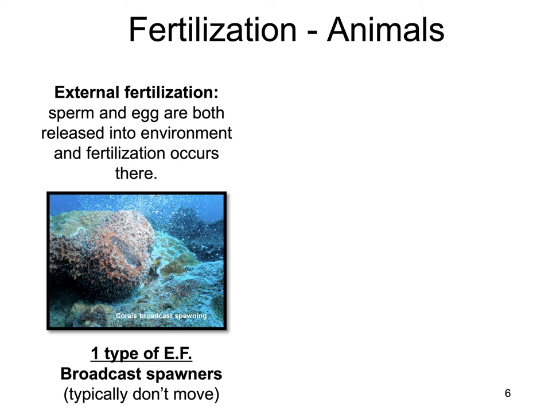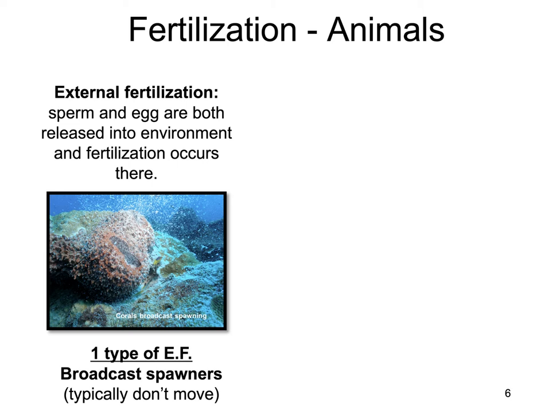And the first type of fertilization we want to talk about is external fertilization. So external fertilization is exactly what it sounds like. Basically, sperm and egg are both released out into the environment, and fertilization occurs there. And there's different types of external fertilizers. One type is called broadcast spawners. So broadcast spawners practice external fertilization. And corals are a great example of broadcast spawners. What corals do is they'll just release a ton of sperm out into the water, and they'll release a ton of eggs out into the water. And then those eggs and sperm will meet somewhere out in the ocean, floating around, and fertilization will occur.